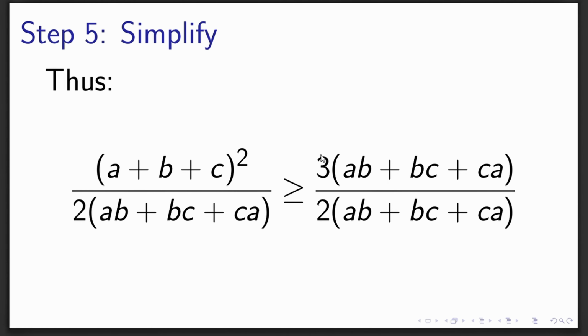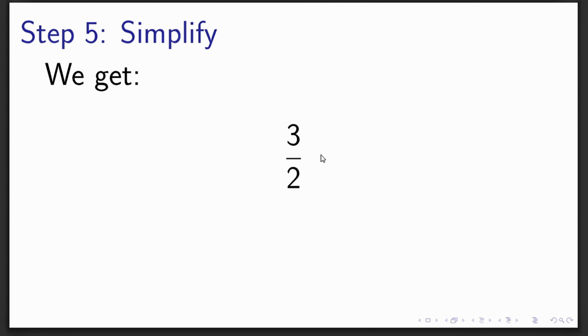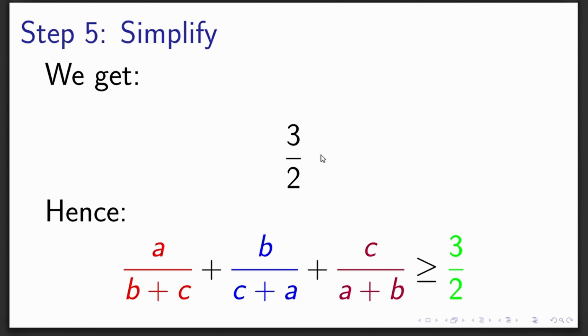When I substitute, I will get 3 into ab plus bc plus ca over 2 into ab plus bc plus ca. The like terms will cancel with each other, so we are going to get 3 by 2. This means we have a over b plus c plus b over c plus a plus c over a plus b, which is greater than or equal to 3 by 2. So we just proved that.